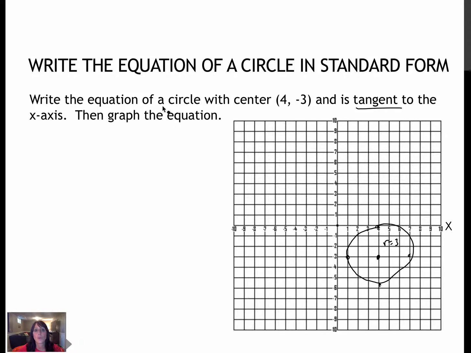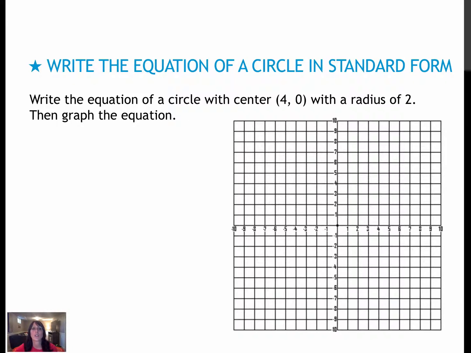And then of course write the equation, which means (x − the x value) quantity squared, plus (y − the y value), y minus −3 made it plus 3. By finding that it was tangent, I found the radius was 3, and 3 squared is 9.